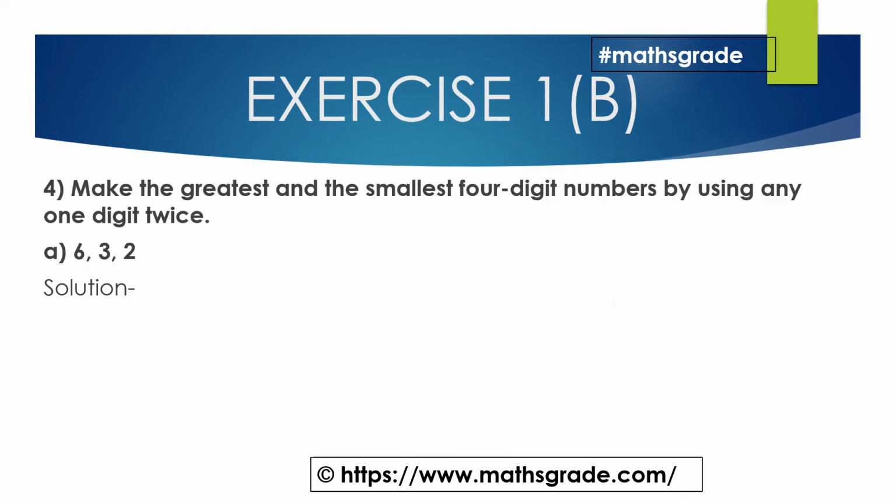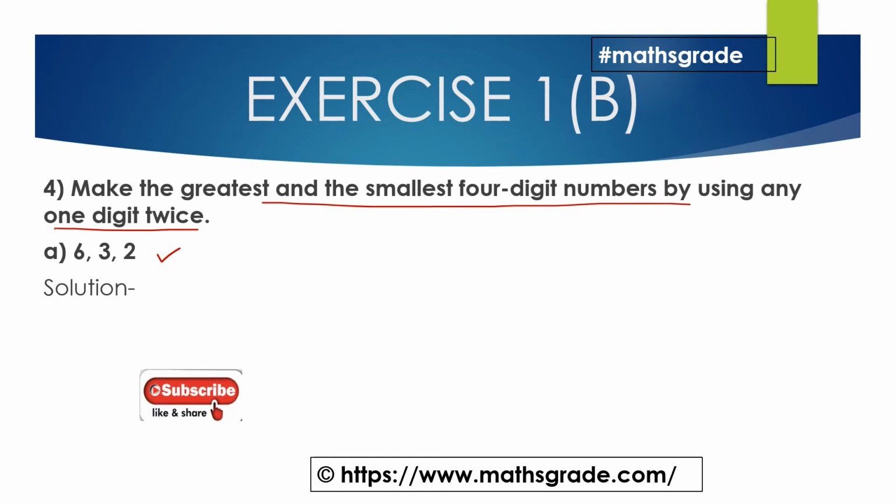Now solve question number 4. Question number 4 is: make the greatest and the smallest 4-digit numbers by using any one digit twice. The digits given are 6, 3 and 2. These are the 3 digits given and we have to make the smallest and the greatest 4-digit number by using any one of the digits 6, 3 and 2 twice.